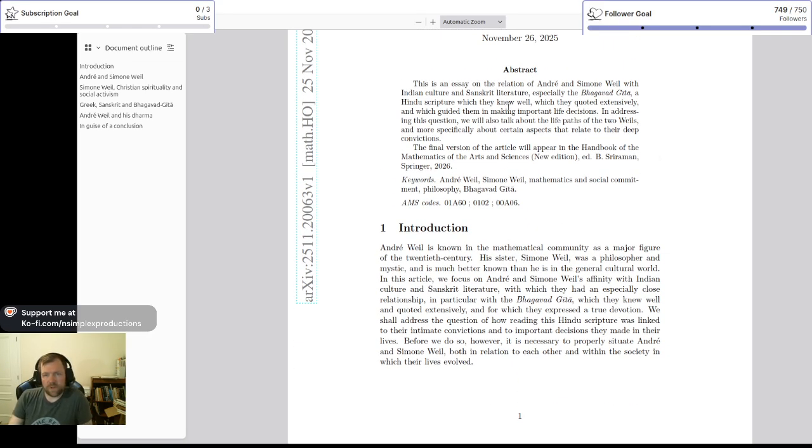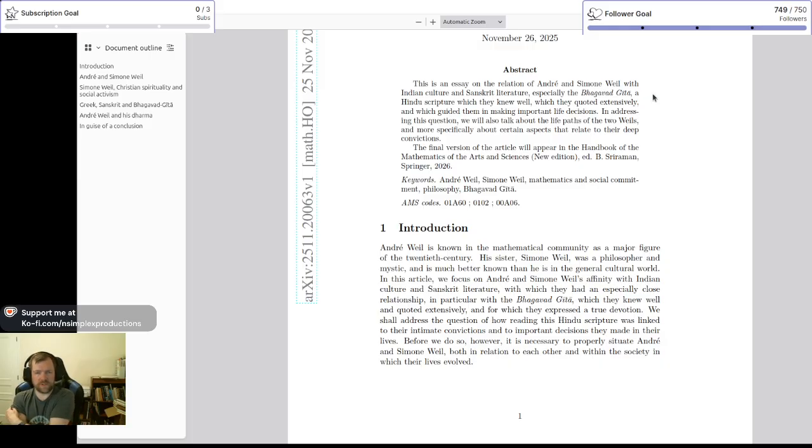This is an essay on the relation of André and Simone Weil with Indian culture and Sanskrit literature, especially the Bhagavad Gita, Hindu scripture, which they knew well, which they quoted extensively, and which guided them in making important life decisions. In addressing this question, we also talk about the life paths of the two Weil, and more specifically about certain aspects that relate to their deep convictions.